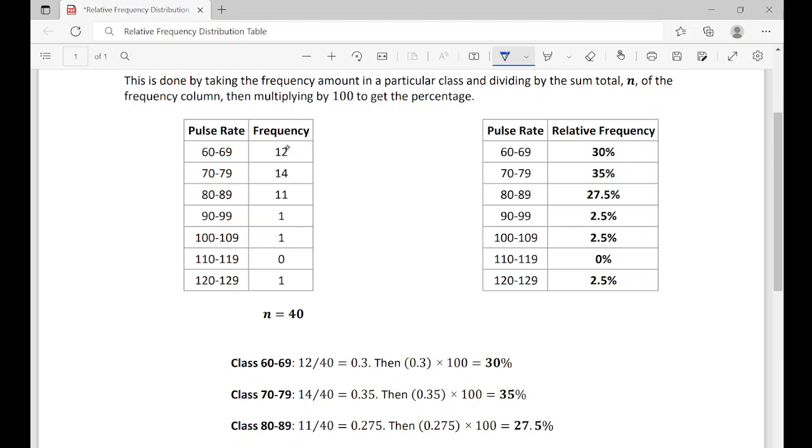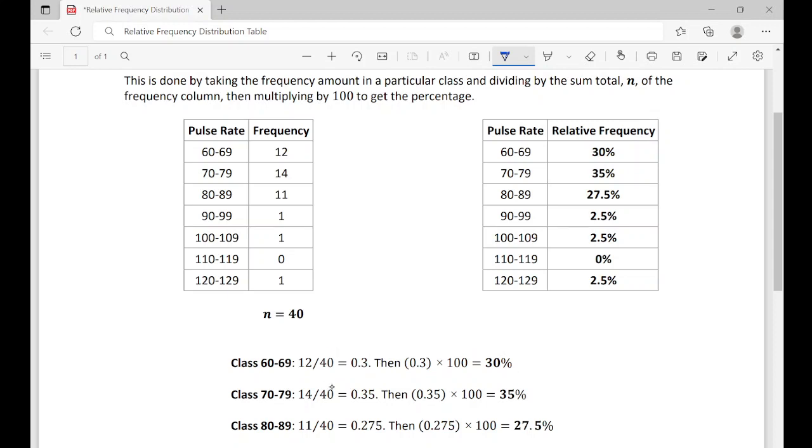So first off, we're going to do 12 for the 60 to 69 class. So 12 divided by 40 is going to equal 0.3. Now we're going to multiply it by 100 to get 30%. And so 30 is what goes here. So the class 60 to 69 has a frequency of 12, but a relative frequency of 30%, which just means that 30% of all the values exist in this class here.